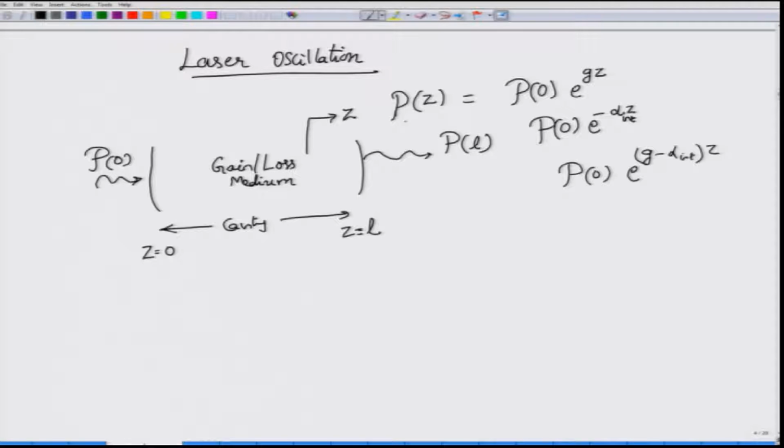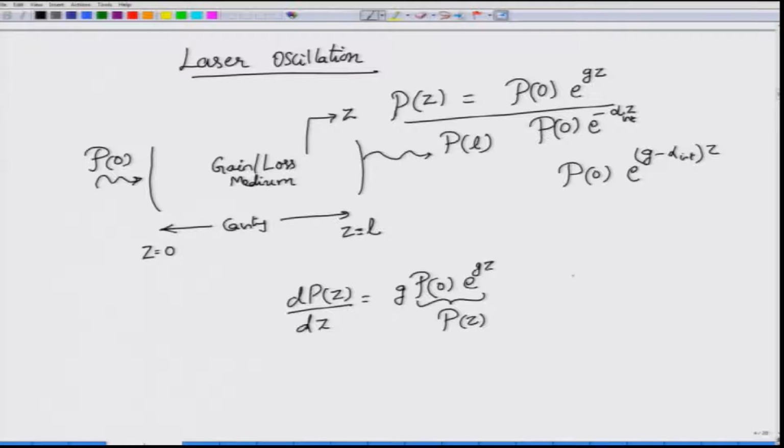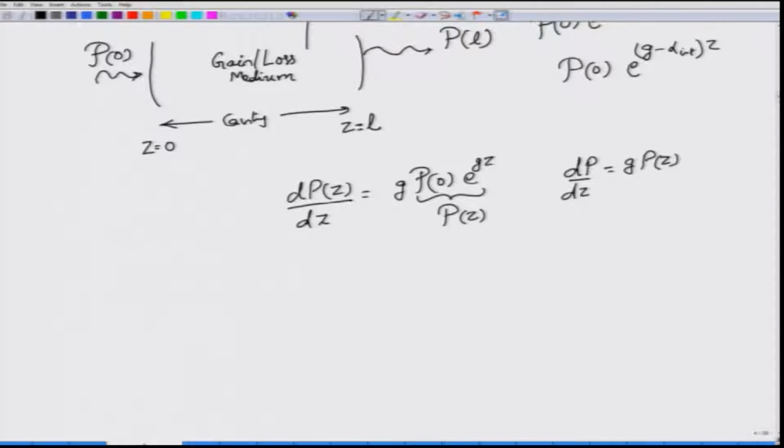Look at this equation again. I can differentiate that equation. So, I can say dP with respect to dz, and since P of 0 is a constant, that goes like that, g is a factor which comes out and then you have e to the power gz, but this is nothing but P of z itself. So, you get a nice differential equation, dP by dz is equal to g times P of z, which describes the gain equation. So, how the power is actually changing in this gain medium.